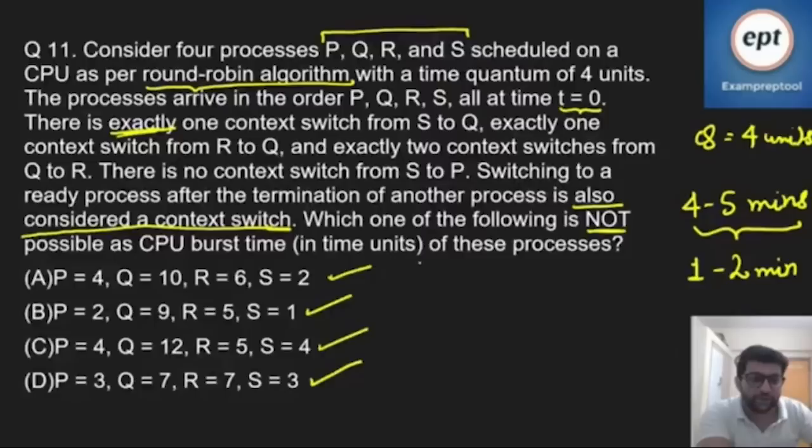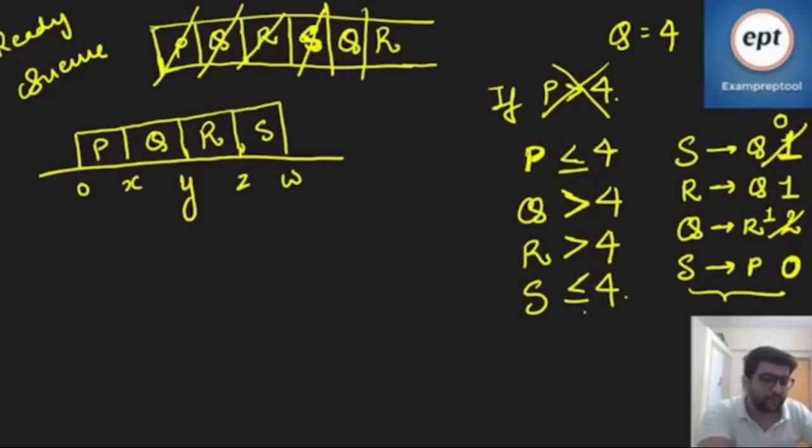So let's try to eliminate the options again. We can see that all the options have the burst time of S less than or equal to 4. We are done with the process P and we are done with the process S, right? However, the burst time of Q and R can be greater than 4. It can be greater than 8 also. Let's just solve it further down. So the next process to be executed is the process Q, right? So we know that there is one context switch left from R to Q. Hence, this process Q will again be pushed to the ready queue, right?